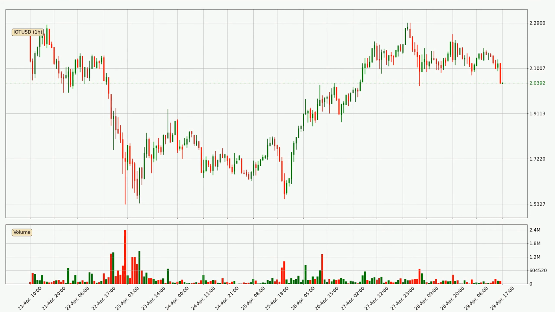Looking at the hourly time frame for IOTA, the price rapidly went down around 4.5% in the last 24 hours, with a current price of 2.04. On the other hand, this move wasn't very strong because the volume wasn't very high.